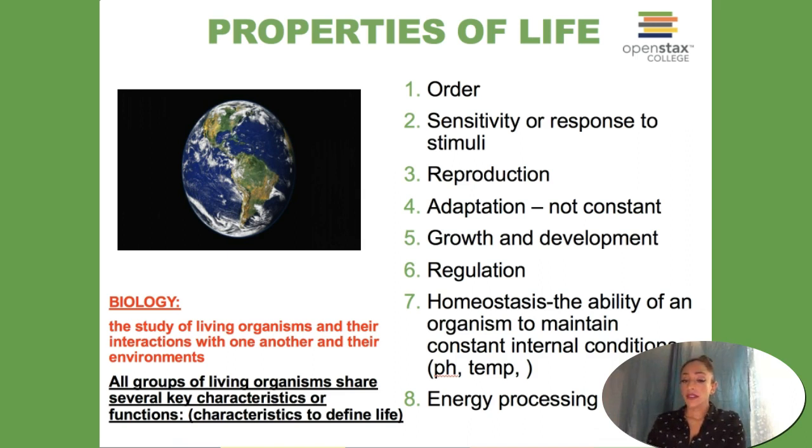Number 1, they have to have order. All living things have to have some sort of order to be described as being alive, okay? We are described as being alive, so we have some sort of order. So we actually have cells, and those cells combine together to make tissues. Our tissues combine together to make organs. Our organs combine together to make organ systems, and so forth and so forth. So there is some sort of order to us, okay?